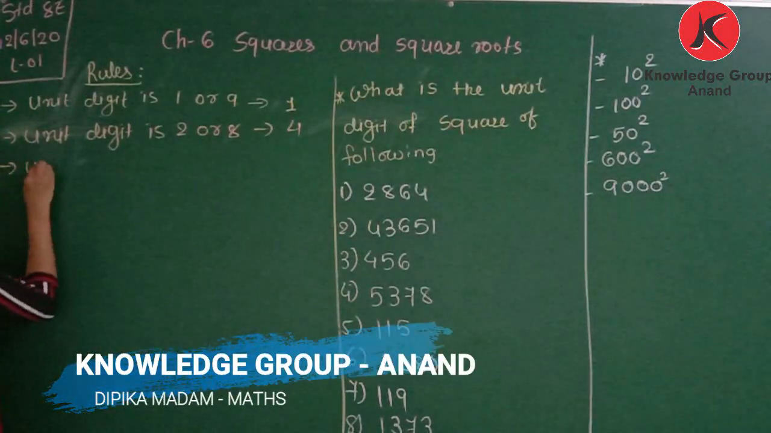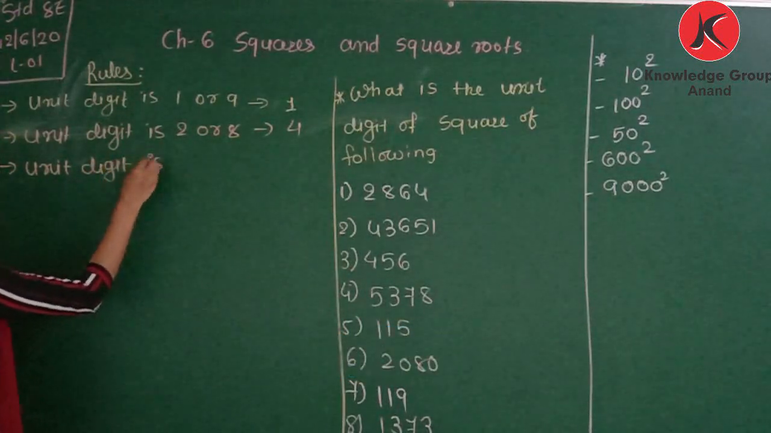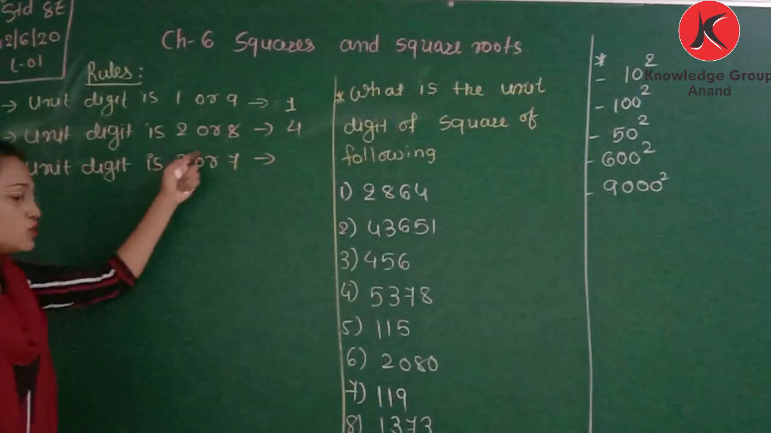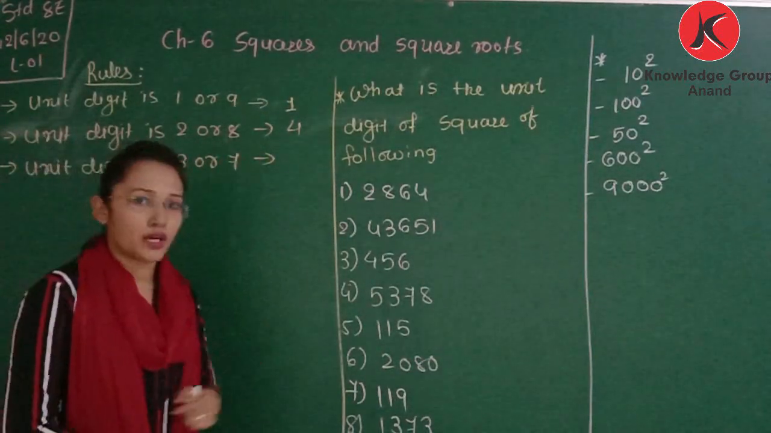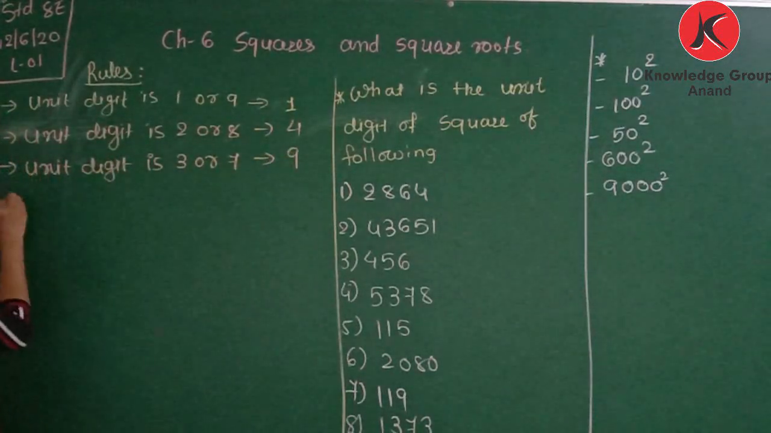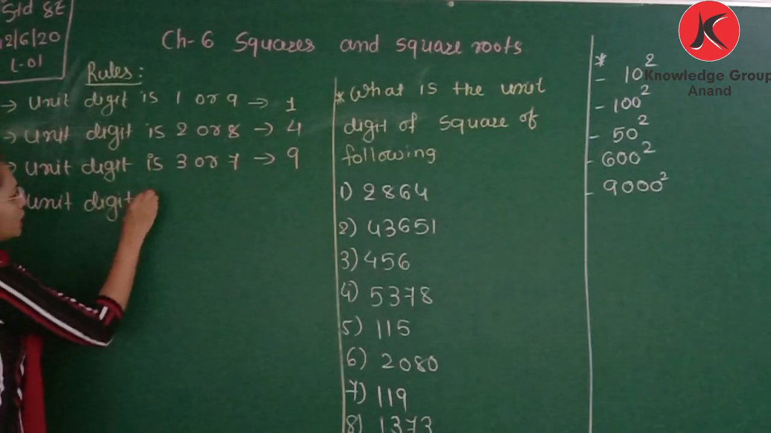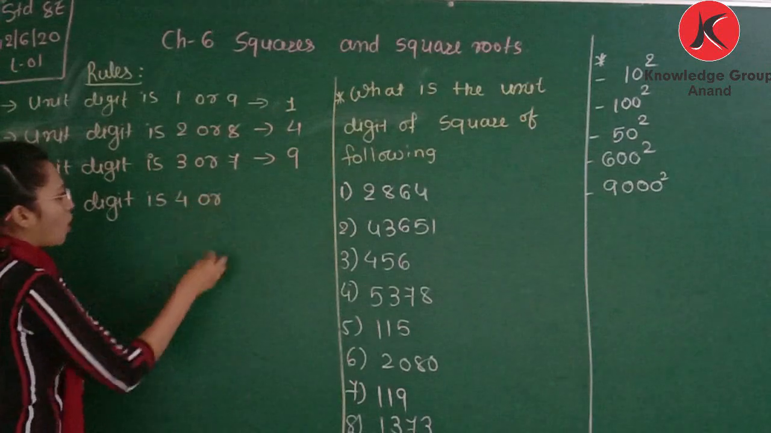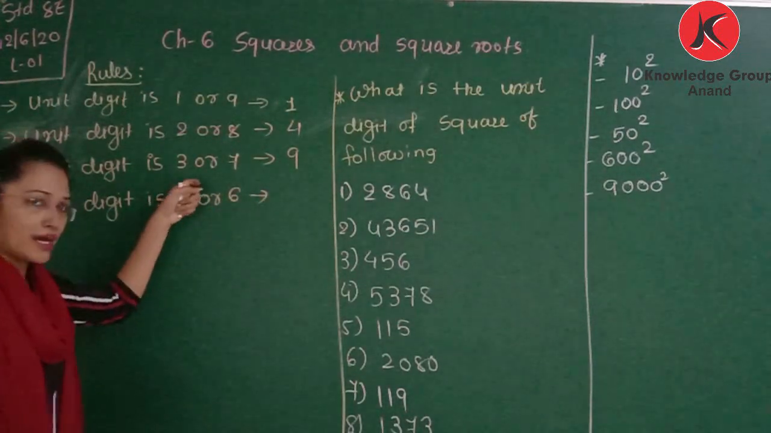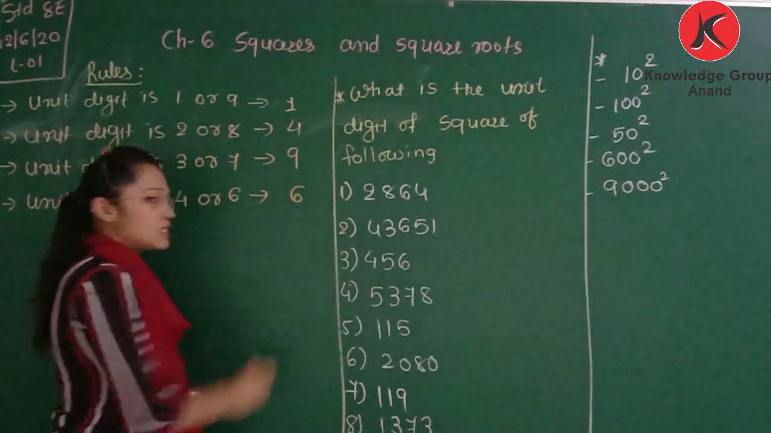If unit digit of a number is 3 or 7, then 3 square is 9, 7 square is 49. So last digit will be 9. If unit digit is 4 or 6, 4 square is 16, 6 square is 36. So last digit will be 6.